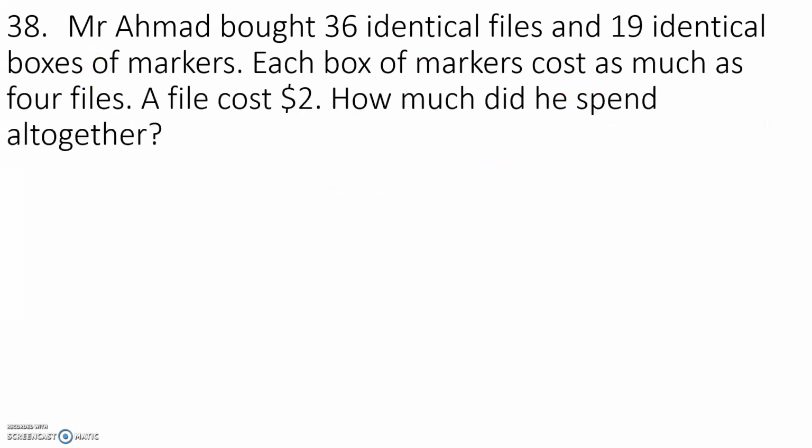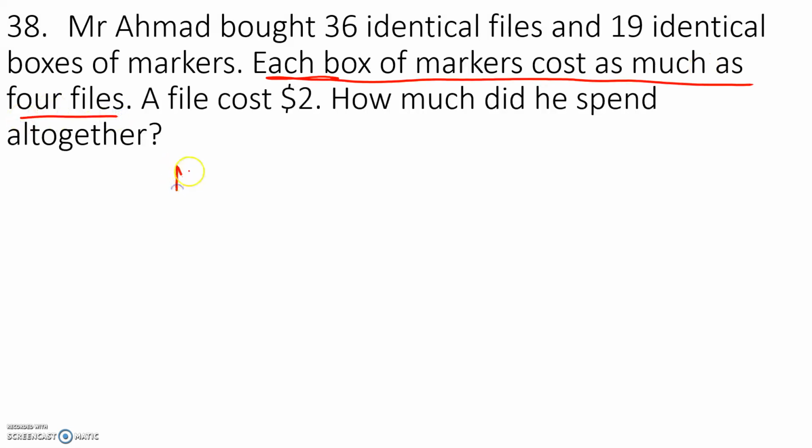Let's go on to question 38. Mr. Ahmad bought 36 identical files and 19 identical boxes of markers. Each box of markers costs twice as much as 4 files. A file costs $2. How much did he spend altogether? Now, each box of marker costs twice as much as 4 files.